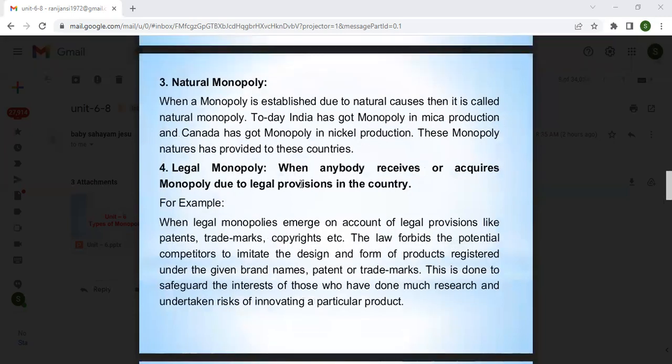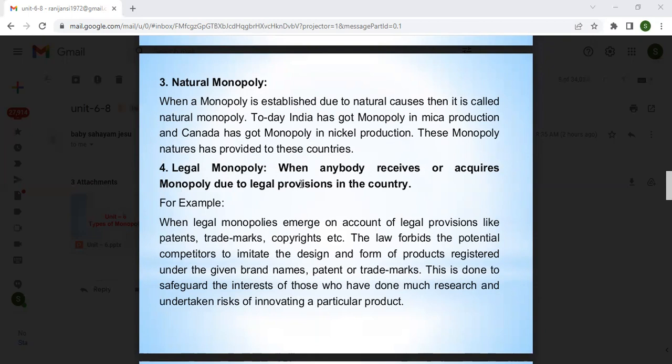Natural monopoly. When a monopoly is established due to natural causes, then it is called a natural monopoly. Today, India has got monopoly in mica production and Canada has got the monopoly in nickel production. This monopoly has been provided to these countries by nature.